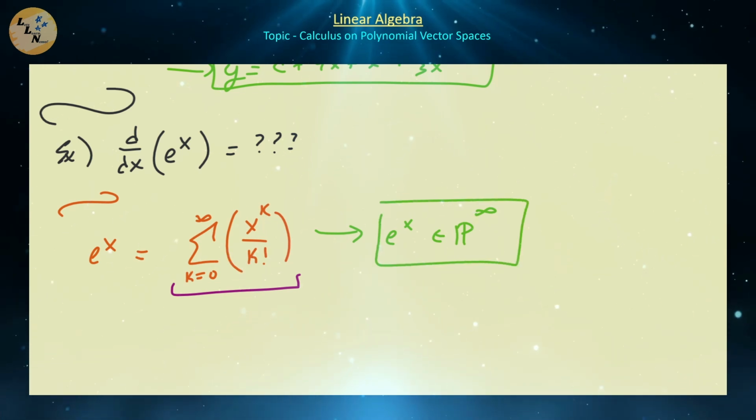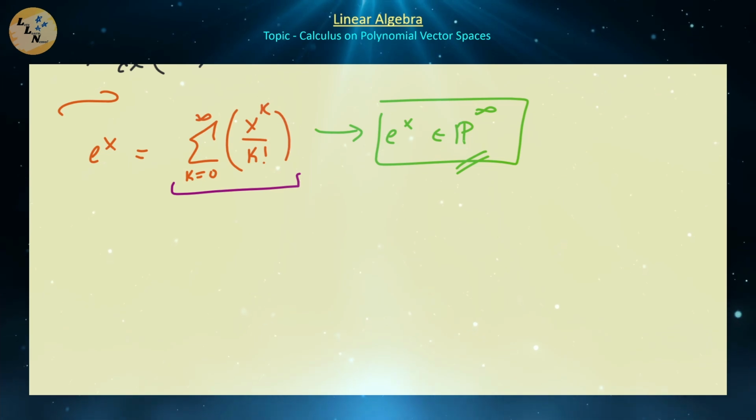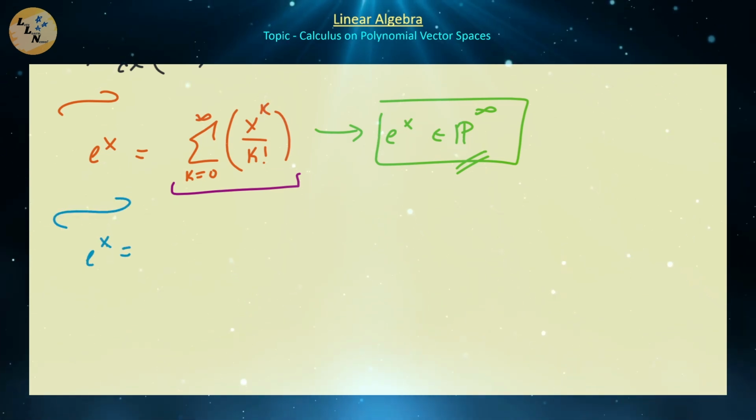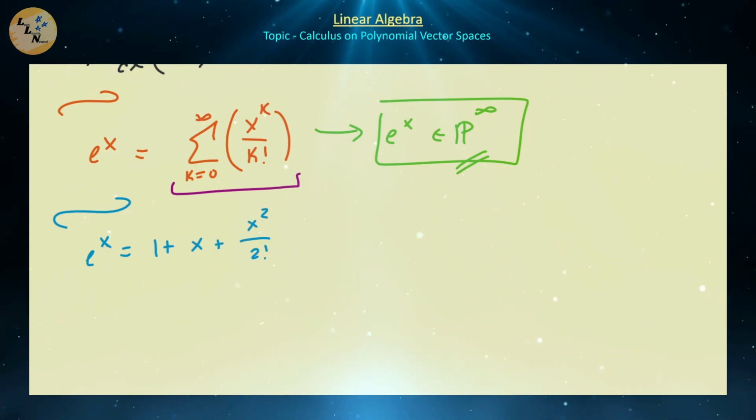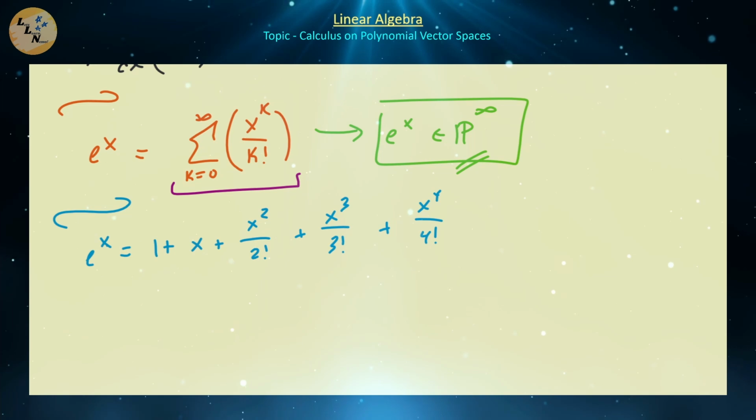And of course, we could explore in more detail what P infinity looks like and what a basis of P infinity would be and how to span it and do linear combinations of that. But that's for another day. Because, in some sense, if we expand that summation, that's just going to be equal to 1 plus x plus x squared over 2 factorial, 2 times 1, and then x cubed over 3 factorial, 3 times 2 times 1, plus x to the 4 over 4 factorial, 4 times 3 times 2 times 1, all the way out to infinity, x to the power infinity divided by infinity factorial, whatever that is.